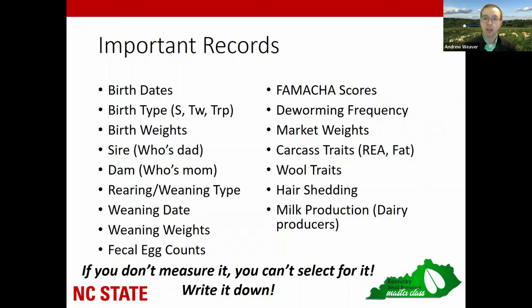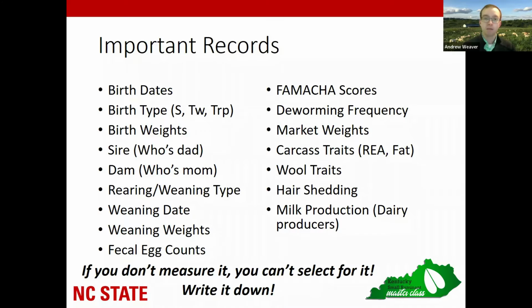There's many records that are important, and depending on your production system and what your market is, there's a variety of different things that you could keep records on, but these are just a few examples. Birth dates, birth types, so whether they were single, twin, or triplet, birth weights, sire and dam as parentage, and forming those pedigrees is really the foundation for establishing a good genetic breeding program. Rearing type and how many lambs or kids that female was actually able to raise to weaning, the date that weaning took place, weaning weights.